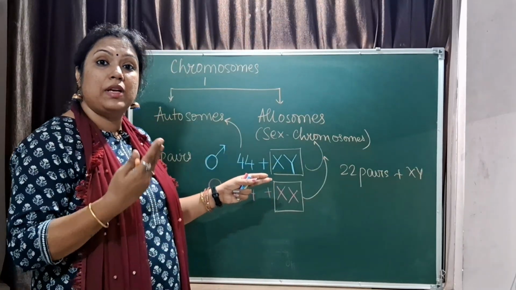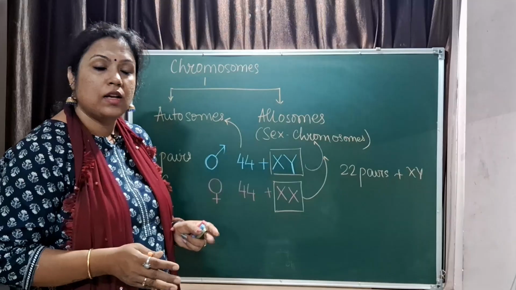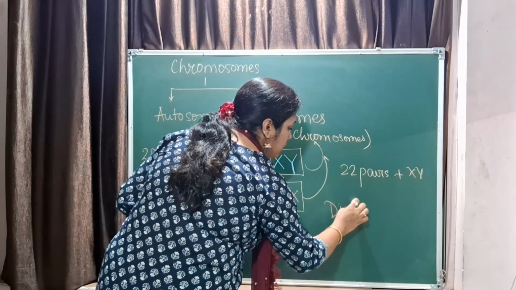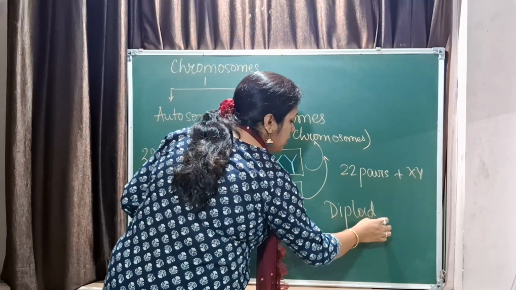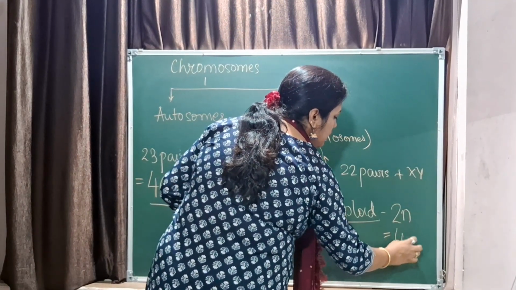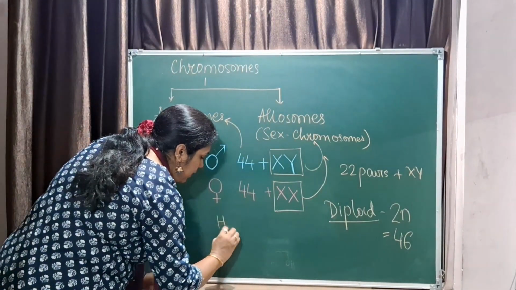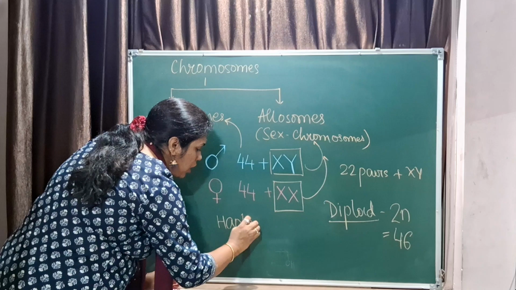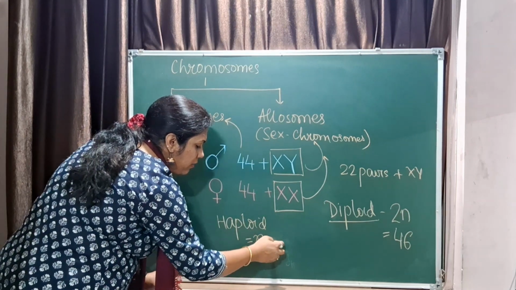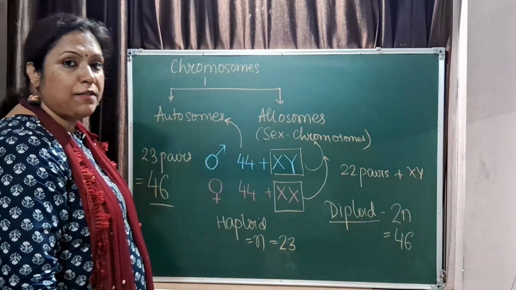Now when the male and the female, I am talking about human beings, form gametes, the number of chromosomes is halved. So we have a concept of diploid. Diploid means double set of the chromosomes, 2n. For human, 2n is equal to 46. And haploid means half set of the chromosomes which is present in the gametes, denoted by n, which is 23. Is that clear?